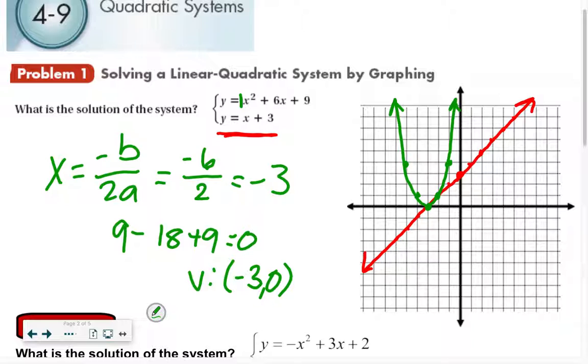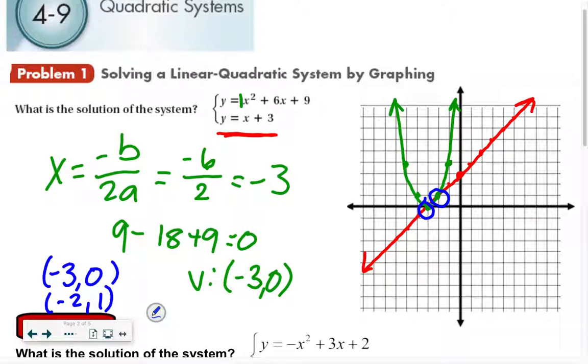Okay, are we okay graphing parabolas? Okay, now what we gotta do is find the solution. The solution's where they cross. Negative 3, 0. Anything else? Negative 2, 1, yeah. So we have negative 3, 0 and negative 2, 1. How do I know for sure that those are solutions? What can I do?